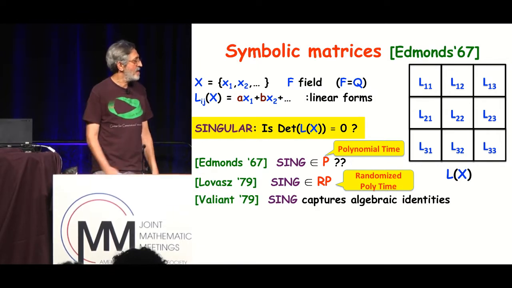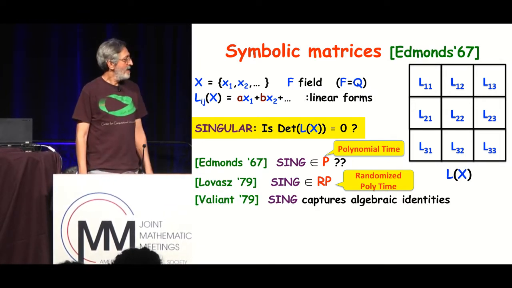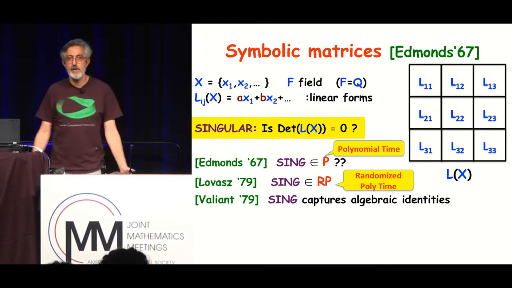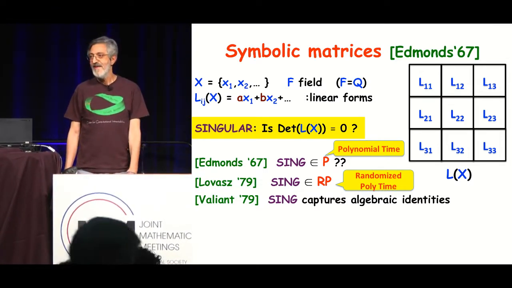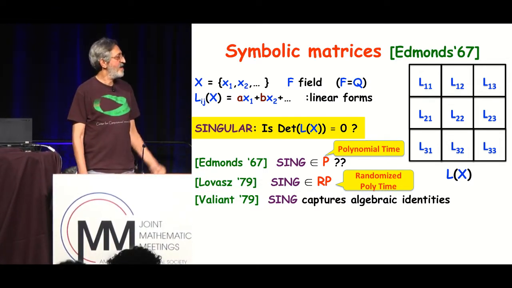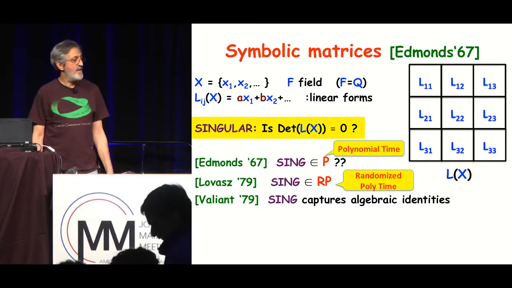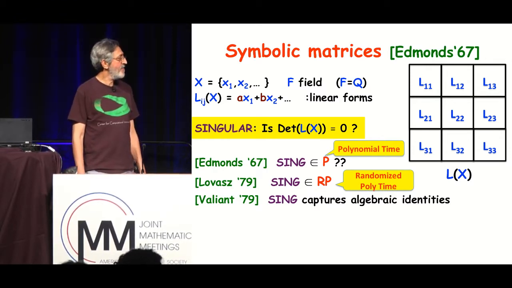One way we learned it is through a result of Valiant that I'll talk about tomorrow more: that singularity of symbolic matrices captures all algebraic identities. Basically, all identities algebraists are trying to prove are captured by this simple problem. It's somehow complete, and so it's interesting for this reason.